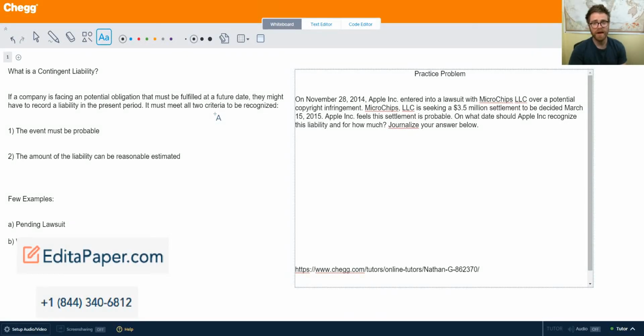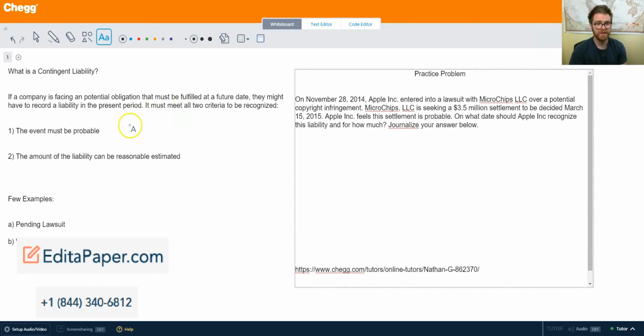Today we're going to be talking about contingent liabilities. Now the word contingent just means reliant on a future event. So that future event is going to determine if you're going to recognize that liability or not. Now a liability, that's just something that you owe. It's an obligation. Now, for a contingent liability to be recognized, it must meet a few different criteria.